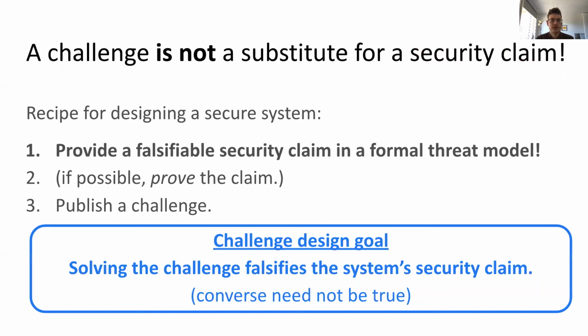And such a challenge should be designed to capture a necessary condition for the system's security, so that if someone solves the challenge, this implies that the system is insecure. The converse is not always true. Usually the failure to solve a challenge is not enough to convince us of a system's security.